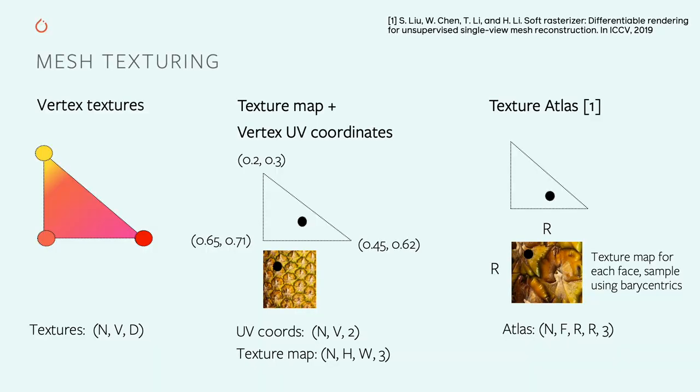We have three different types of mesh texturing options, including vertex textures, vertex UV coordinates and a texture map, and a texture atlas, where each face has its own small R cross R texture map. The texture type can be chosen based on your use case. Vertex textures are the simplest to implement. UV coordinates and texture maps enable more detailed textures, but are limited to one texture map per mesh. And finally, Texture Atlas allows representation of complex mesh textures, such as ShapeNet meshes, which have multiple texture maps per mesh.